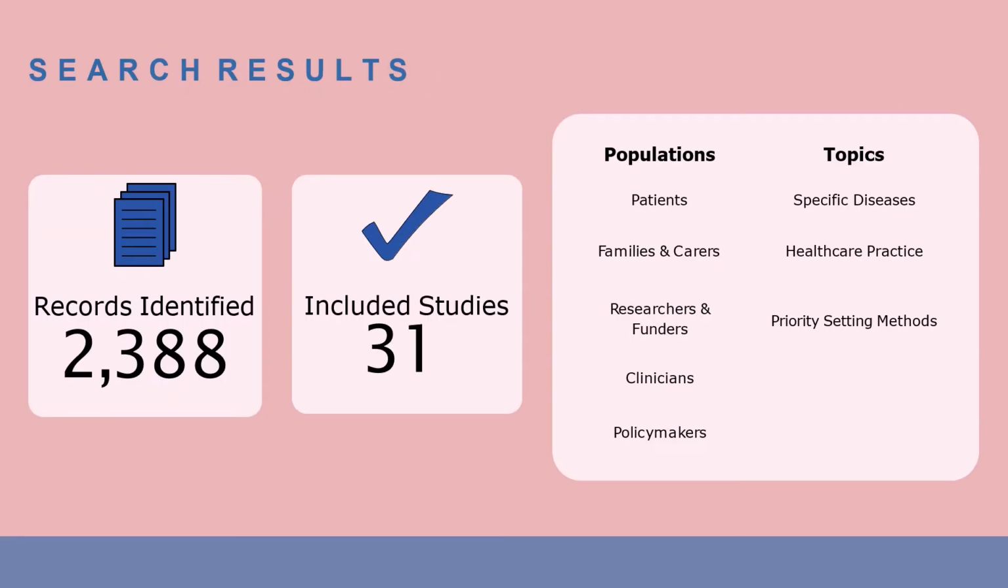Our searches identified 2,388 records. Through a title and abstract screening and full text screening, we then identified 31 studies to be included in our overview of reviews. From these studies, the populations included were patients, families and carers, researchers and funders, clinicians and policymakers, and the topics ranged from covering specific diseases, healthcare practice, and priority setting methods themselves.